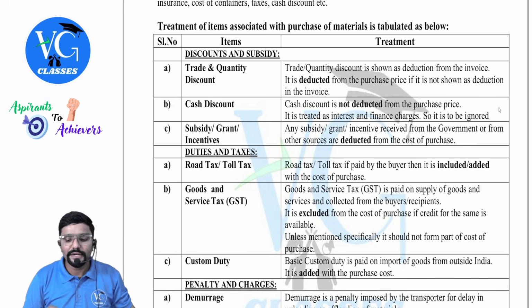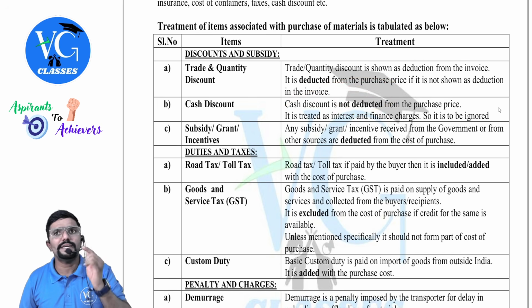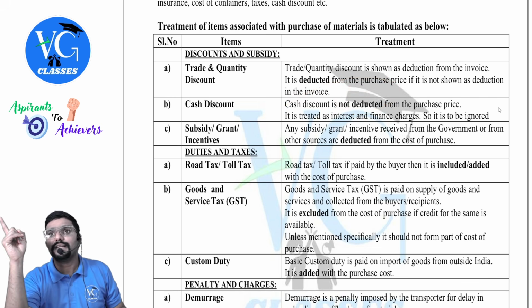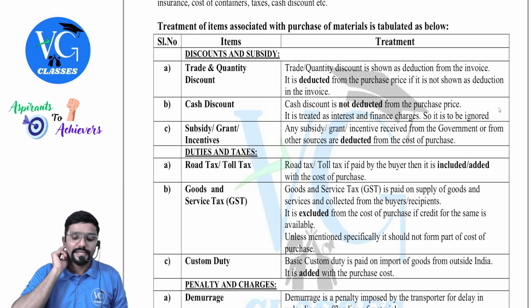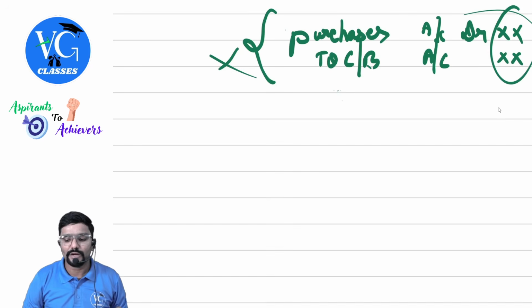Cash discount is not deducted from the purchase price, because we will not record it at the time of purchase. We will record it at the time of payment. It is treated as interest and finance charges, so it is to be ignored. Guys, simple. If I have to connect again to the accounts.